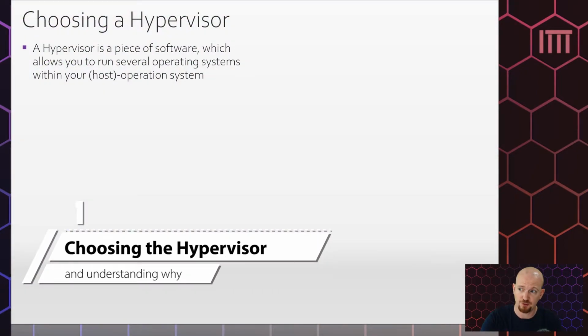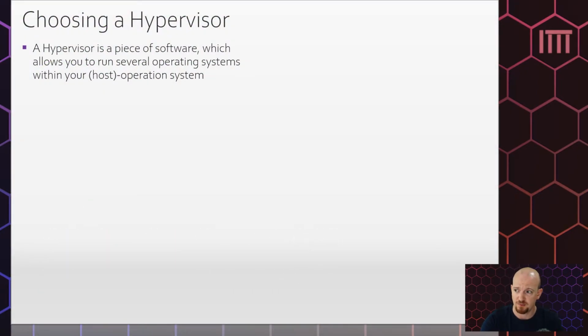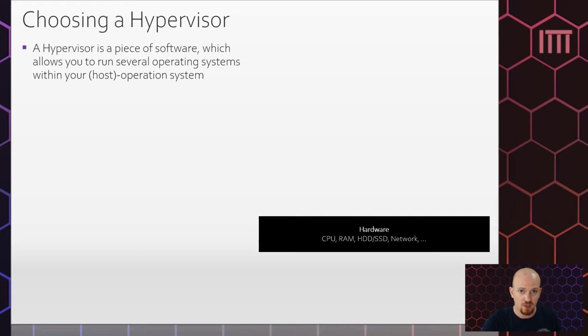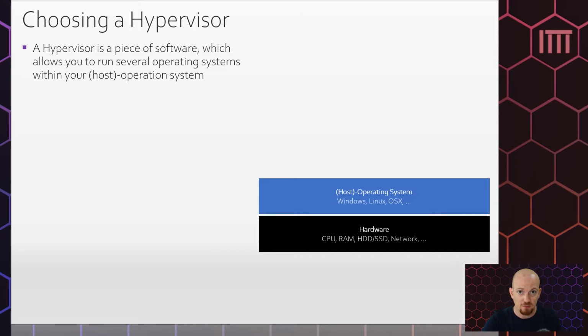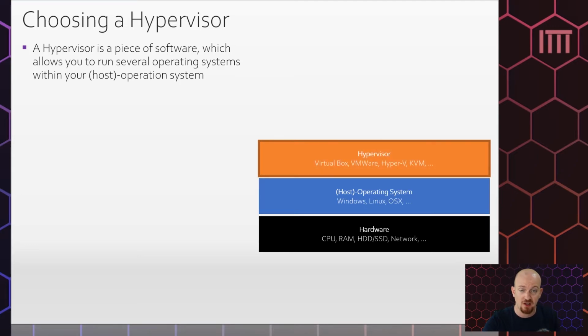First of all, we have to choose a hypervisor. The hypervisor is a piece of software which allows you to run several operating systems on your operating system, which is then called the host operating system. So you got your hardware, the CPU, RAM, hard drive, SSD, your network interfaces, USB interfaces, you name it. And on top of that, you got your operating system, which will be the host operating system, which could be a Windows, a Linux, a Mac OS X, you name it. And on top of that, depending on the type of hypervisor, you have your hypervisor running.